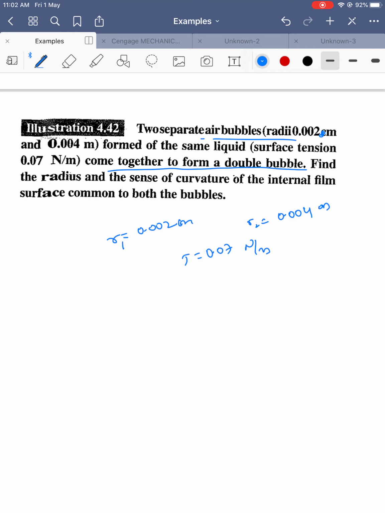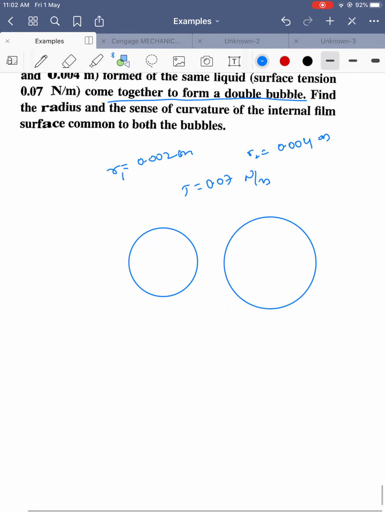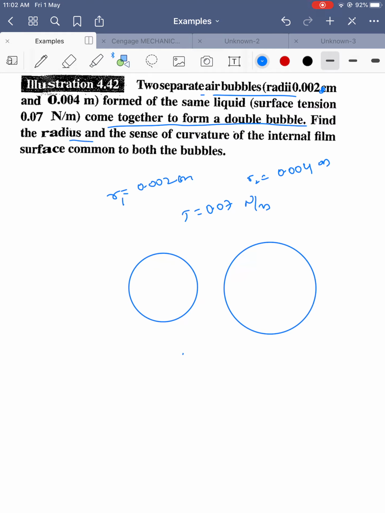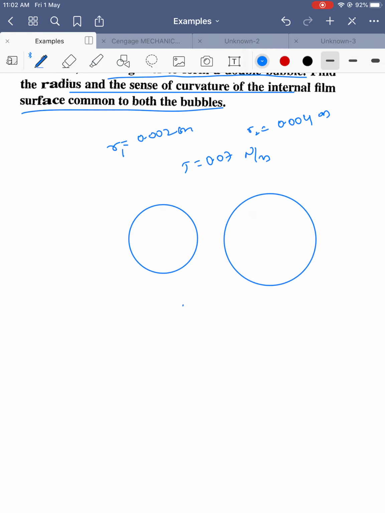How, sir? Okay, let's draw this diagram. One bubble and another bubble. One has a bigger radius, another a smaller radius. If they are combined to form, what is being asked is the radius of curvature of the internal film surface common to both surfaces. So P1 and P2. In which section will the pressure be more? P1 and P2 both are in atmosphere. Which bubble has more pressure?